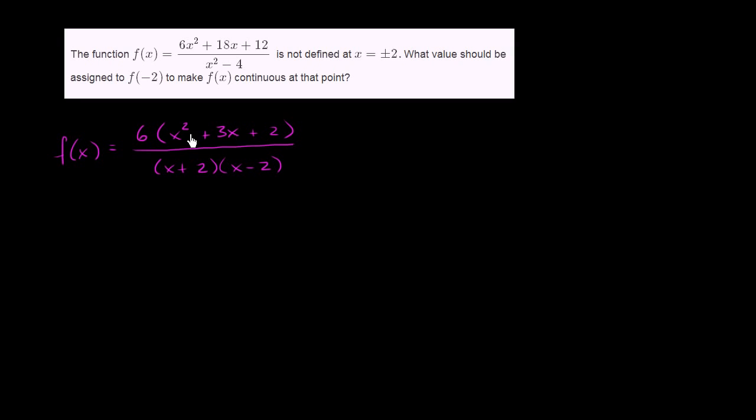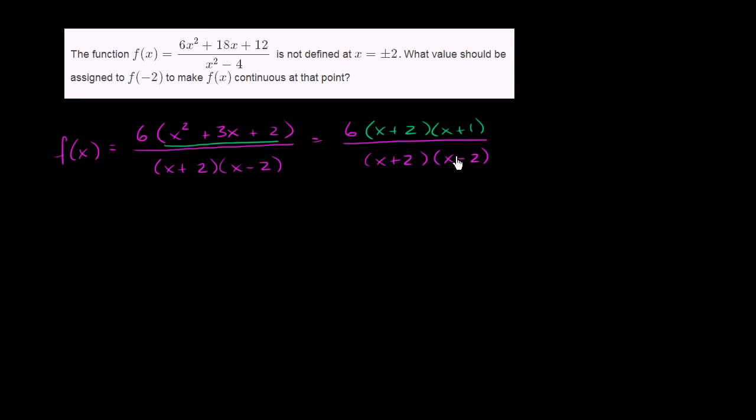And then we can factor the expression up here. So this is going to be equal to 6 times, let me do it in a different color. We think of two numbers that, if I take their product, I get 2, and if I take their sum, I get 3. The most obvious one is 2 and 1. So this is 6 times (x plus 2) times (x plus 1). When you take the product there, you'll get x squared plus 3x plus 2. And then all of that over (x plus 2) times (x minus 2).